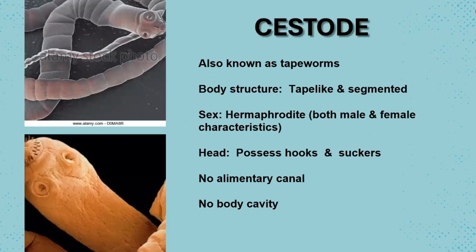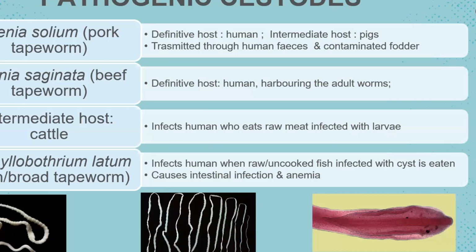Another organism is cestode, also known as tapeworm. The body structure is tape-like and segmented. Sex is hermaphrodite, with both male and female characteristics. The head possesses hooks and suckers, with no alimentary canal and no body cavity. Next.